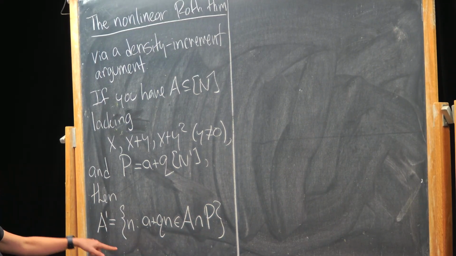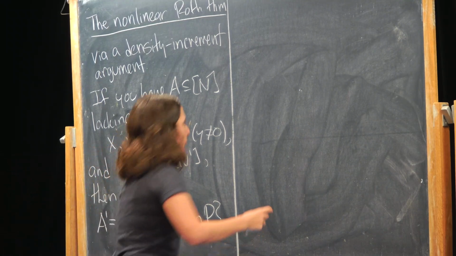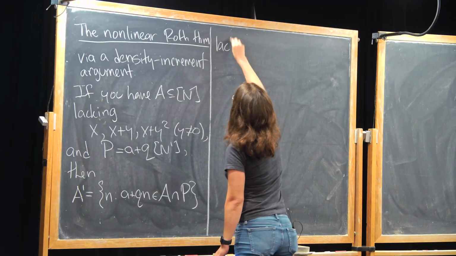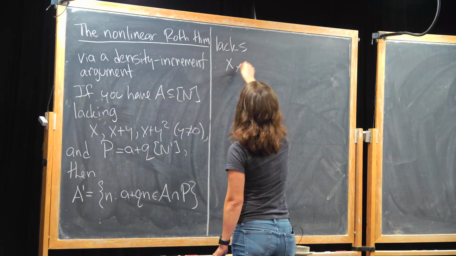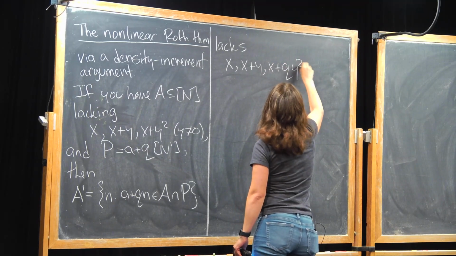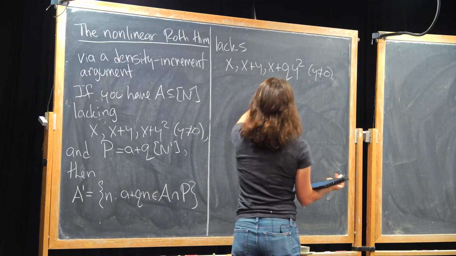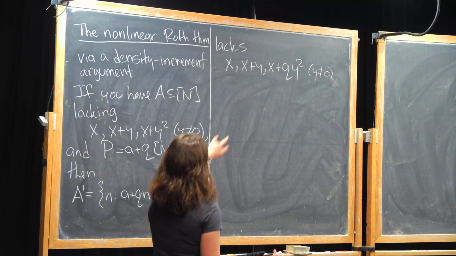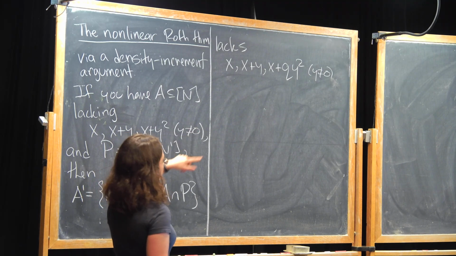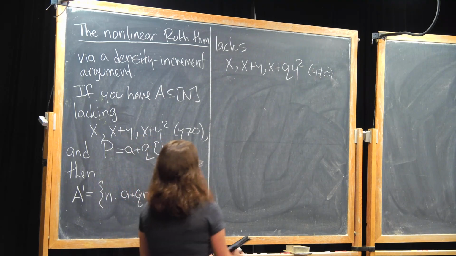So then this rescaled set will have increased density in this interval from 1 up to n prime, but it will lack, instead of the nonlinear Roth configuration, a different configuration. So it would lack the configuration x plus y, x plus q times y squared. Okay, and now we have a problem that we didn't have before with Charcot's theorem, for example, where the size of q didn't actually really matter. Here it does.